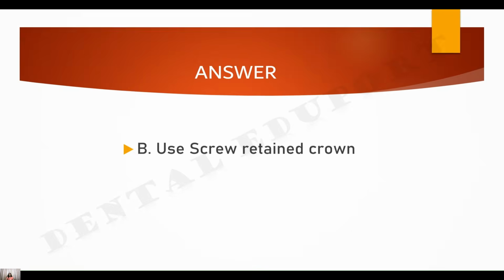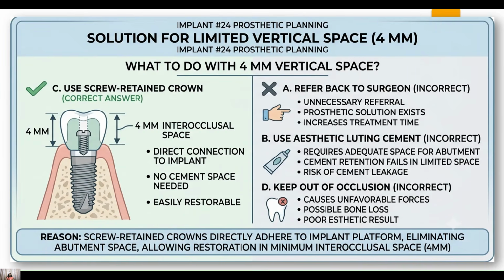So when you get a patient with only 4 mm of vertical clearance, don't send them packing back to the surgeon just yet. While cement retained crowns need around 7 to 8 mm of space to get proper abutment height and retention, screw retained crowns connect directly to the implant platform. This eliminates the need for a tall abutment and allows you to restore the tooth safely with as little as 4 to 5 mm of vertical height.